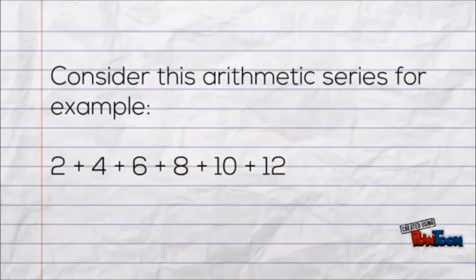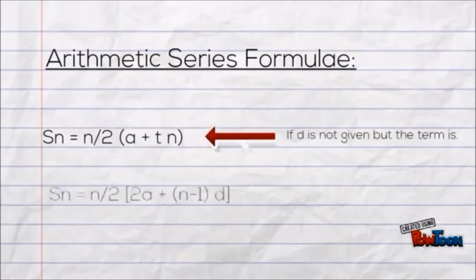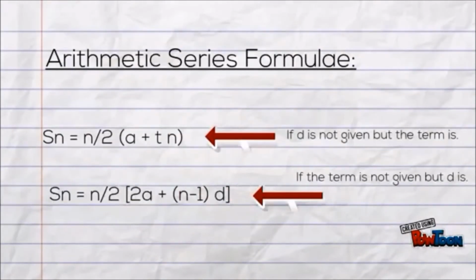Consider this arithmetic series for example. In this case, 2 is the first term and the next term experiences an additional 2. This shows a similar trend as the same number is added progressively. The sum of the series would be 42. But just to make life a little easier, there are two ways that can get you to the answer. The top one is used when d is not given and the bottom one is used when Tn isn't given.